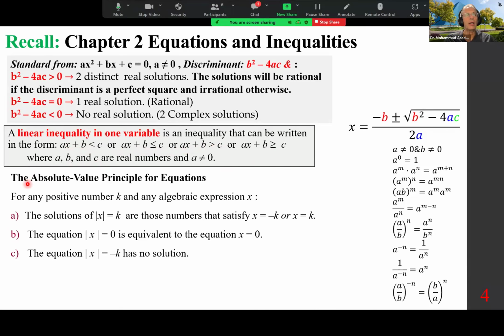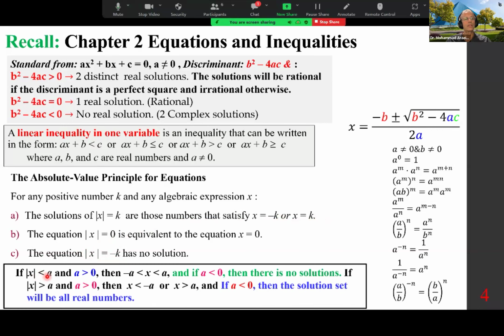In the case of an absolute value, which represents distance from 0, the absolute value principle for equations: for any positive number k and any algebraic expression x, the absolute value of x equals k satisfies that x equals negative k or positive k. If the absolute value of x is 0, x is 0. And if the absolute value of x is minus k, it has no solutions.